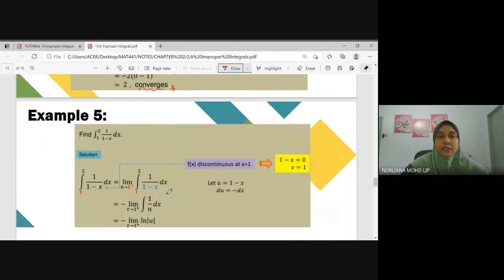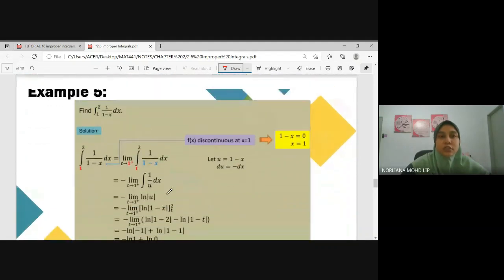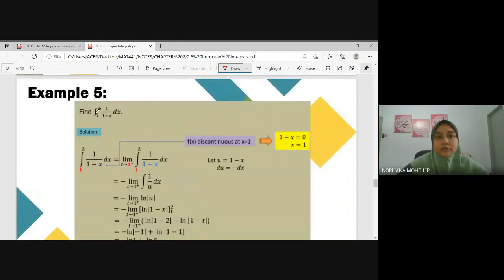Okay. Untuk example 5 ni untuk lower interval. Dia discontinuous at lower interval kan, x equal to 1. So dekat lower interval lah. Sama lah. Untuk lower interval kita akan gunakan limit t approach 1 positive. Okay, so untuk yang ni kita applykan u substitution.